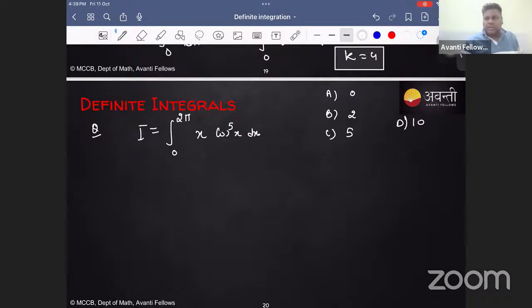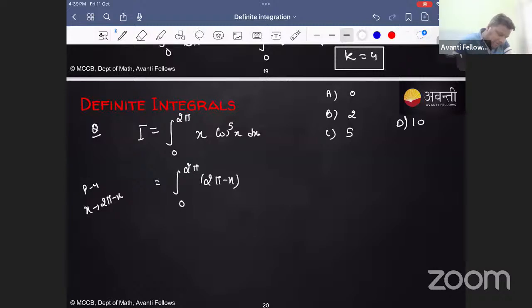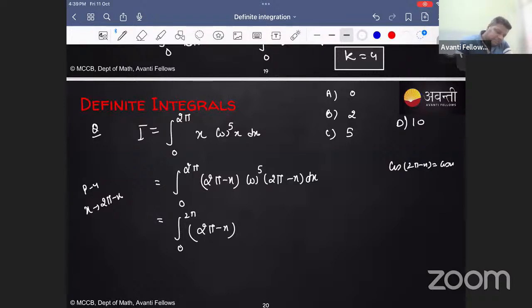All right. Nobody is trying or nobody is able to get the correct answer. I don't know. So let's do it. First of all, let us use property 4, where I replace x by 2 pi minus x. All right. So this integration will become 0 to 2 pi of 2 pi minus x cos to the power 5 of 2 pi minus x dx. Now cos of 2 pi minus x is basically cos x. So it will be cos to the power 5x dx.